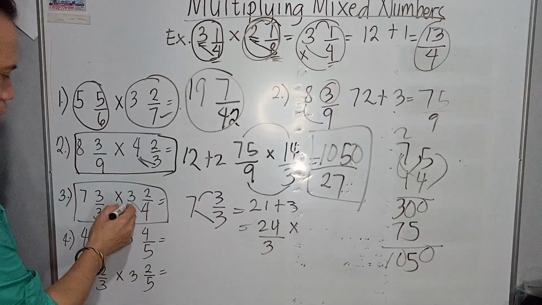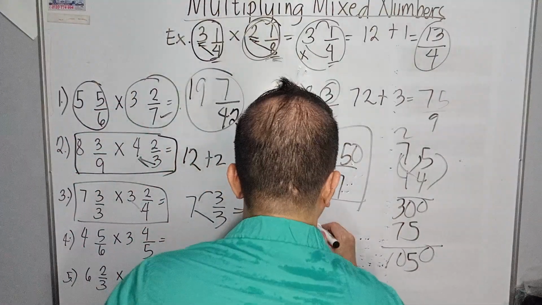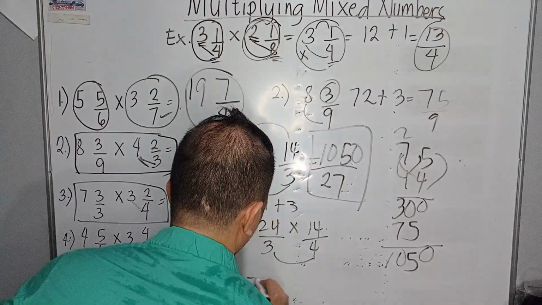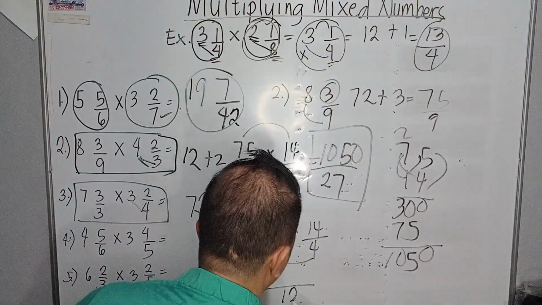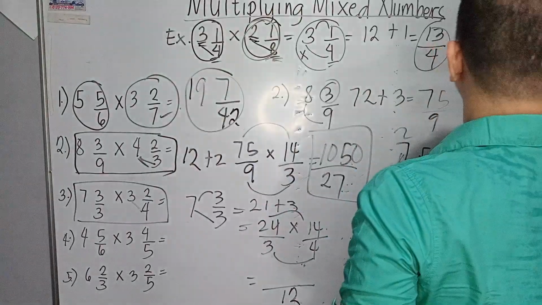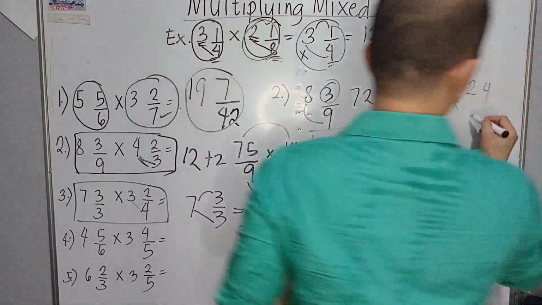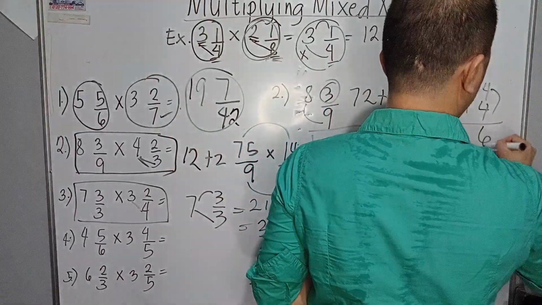So next, 3 times 4 is 12. Plus 2 is 14 over 4. Let's continue. So we have 3 times 4. The answer is 12. Then 24 times 14. So we need to solve it. 24 times 14. 4 times 4, so we have 16.